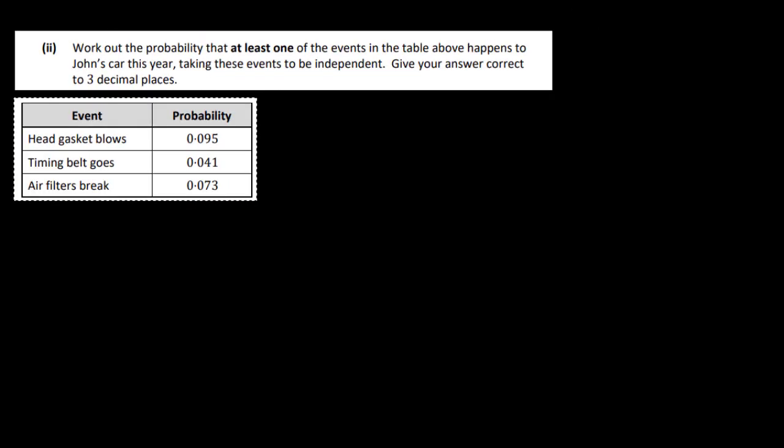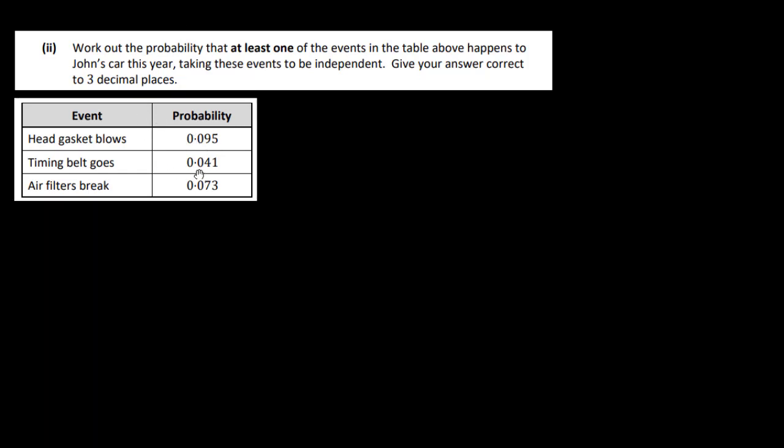Now, okay, so let's look at part 2. Work out the probability that at least one of the events in the table above happens to John's car this year. Taking these events to be independent, give your answer correct to 3 decimal places. Okay, so usually when you see the words at least one event or 2 events, you do something like 1 minus. You look at the opposite events, if you like. So that's what we're going to do.